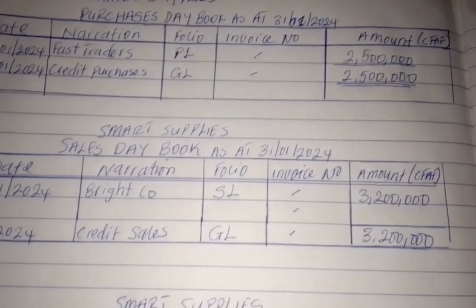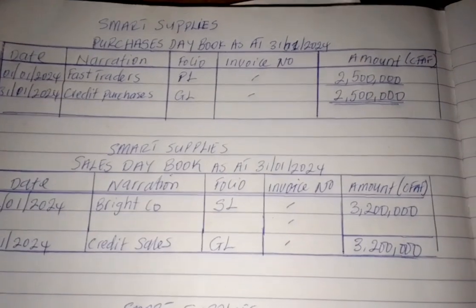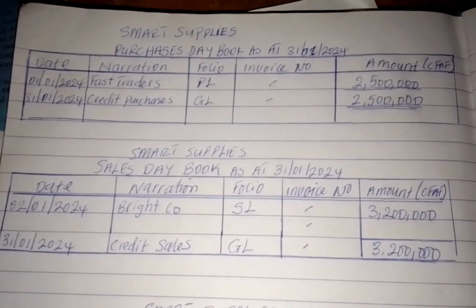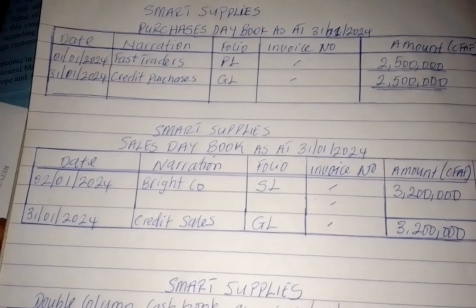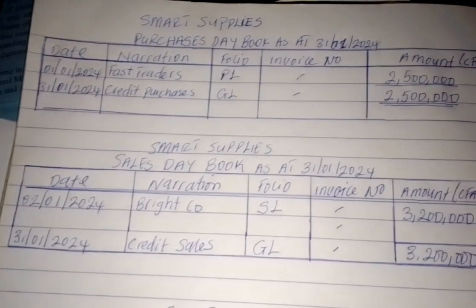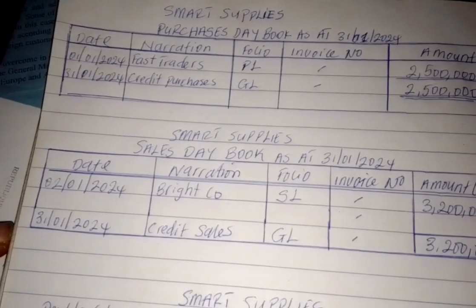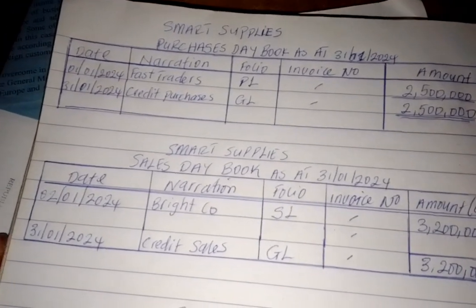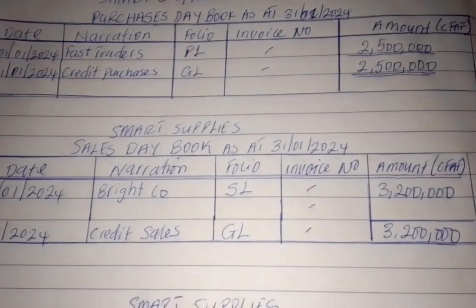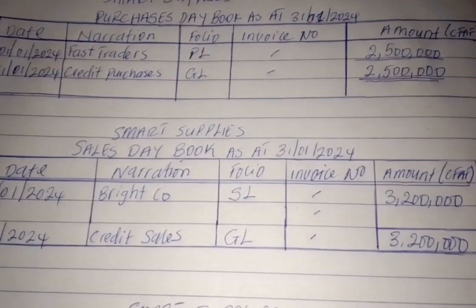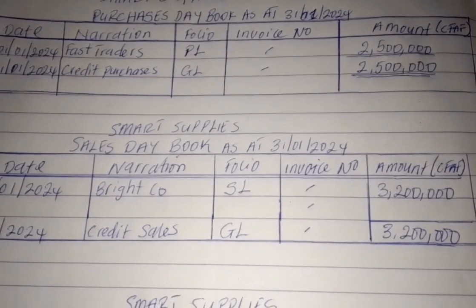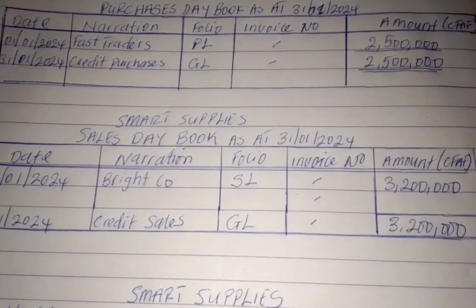In today's video, we are going to do the recording of the various subsidiary books into their ledgers. Like I said, we have the sales ledger, the purchase ledger, and the general ledger. The sales ledger records transactions from the sales day book and the customers' book. The purchase ledger records transactions from the purchases day book and the suppliers' book. Then the general ledger records the nominal and the real accounts.